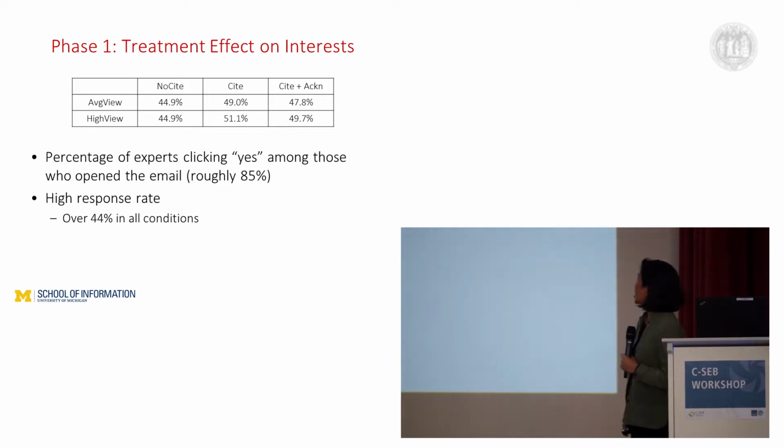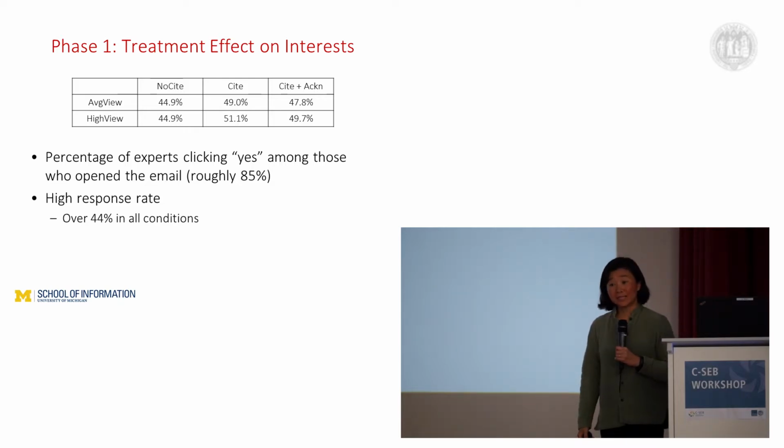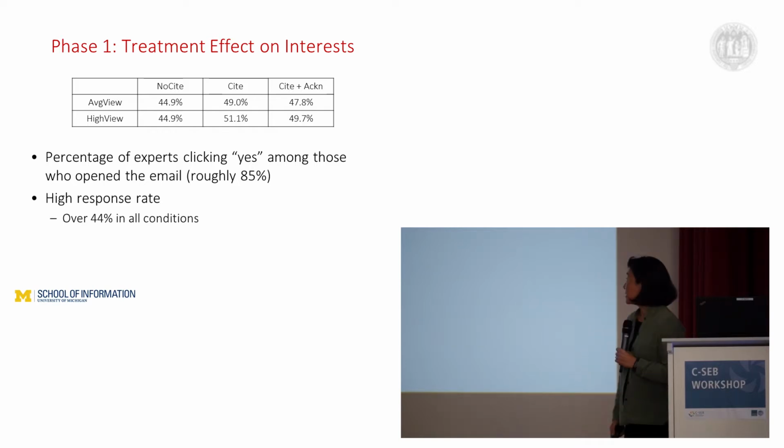So let's take a look at phase 1. This is the treatment effect on interest. This is the proportion of people in each experimental condition who are interested, who click yes. One thing that strikes you is that it's very high. The response rate overall in every cell is about 44%.